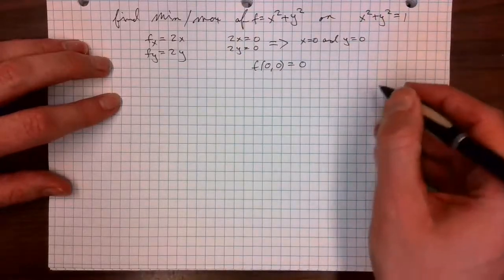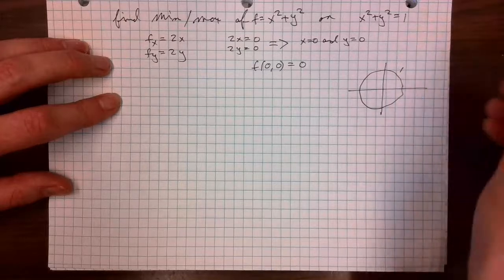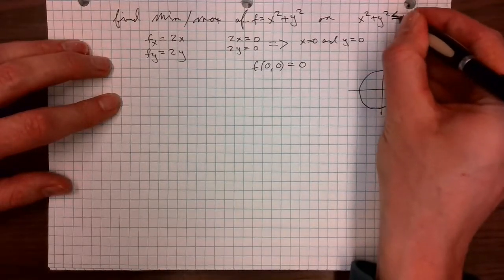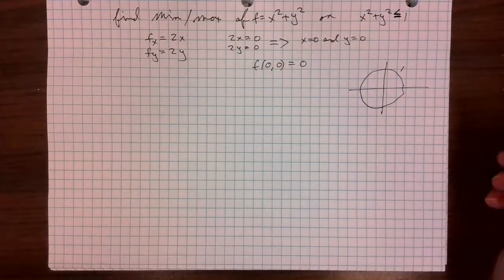So what is the boundary? This is the unit circle. Sorry, I wanted to write this differently. Sorry, it's inside the unit circle, not just equal.